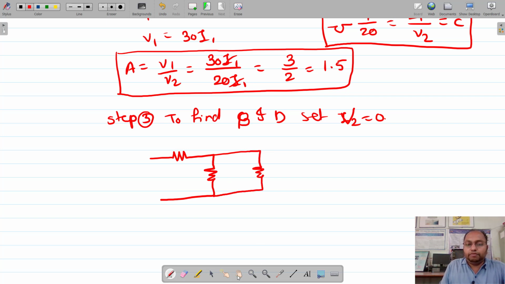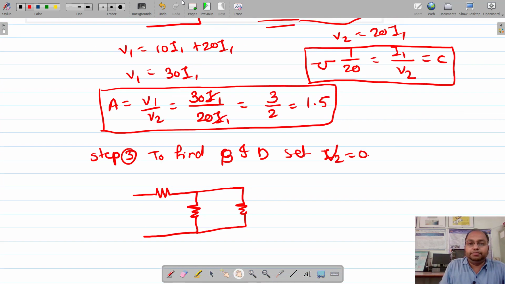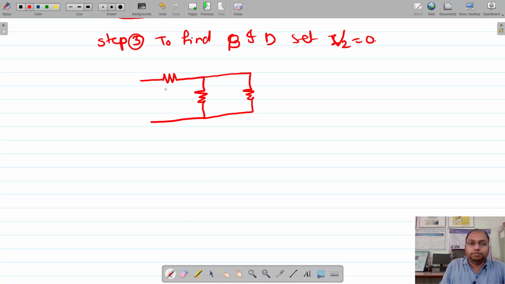Recall the values of resistors. So 10, 20, 30, right? Over here it is 10 ohm, this is 20 ohm, and this one is 30 ohm, right? I1, V1. Though we have set V2 is equals to 0, I2 will not be 0, right? So let us simplify this circuit.